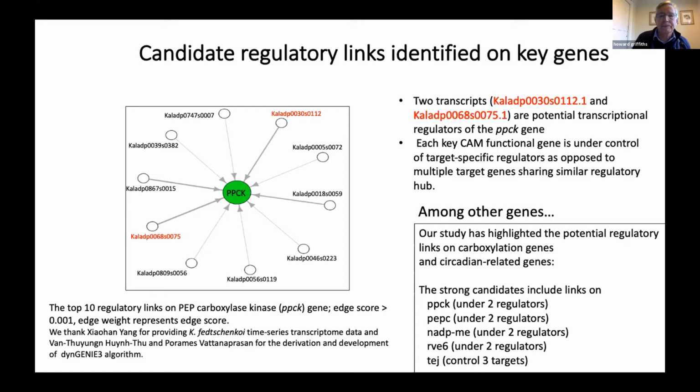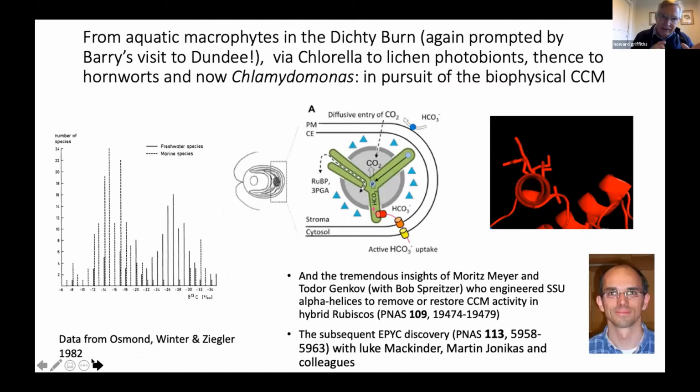Okay, so moving on now from having done C4, from having done CAM, we can now move on to think a little bit about the carbon concentrating mechanism in aquatic plants. Again, all featured in Barry's original chapter in the Encyclopedia of Plant Physiology. And again, some of the work that we did with John Raven and John Beardall was partly prompted by Barry's visit to Dundee, at the same time that he suggested I go off to Trinidad.